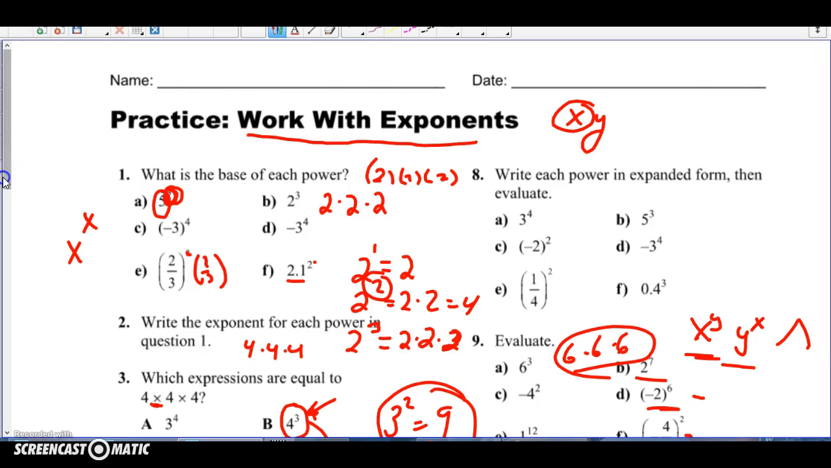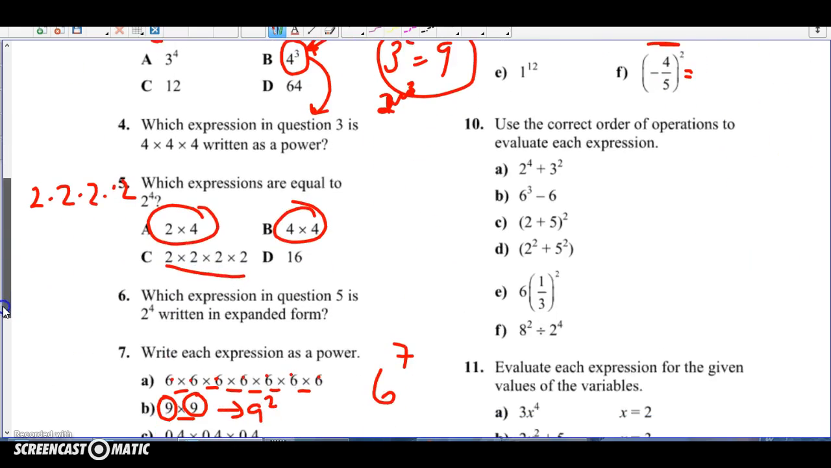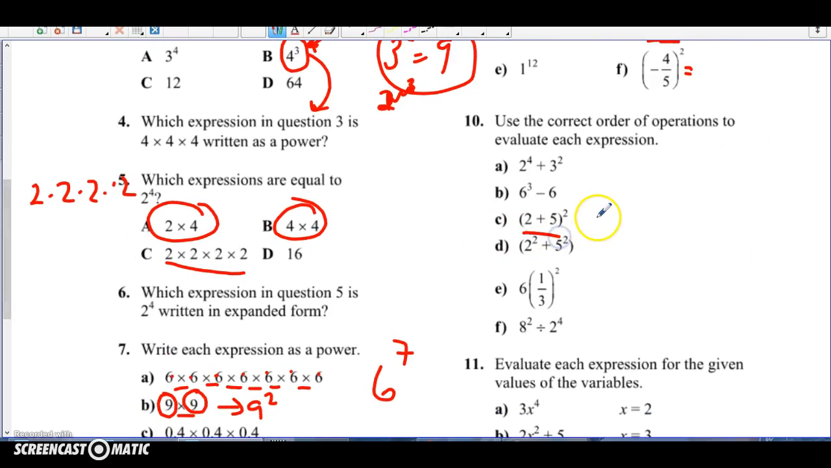Let me just make sure that you're good with all these here. Order of operations: if you have a bracket, so if you look at this and go, oh, I don't know what to do here, this is 2 plus 5, which is 7, and squared. Okay, BEDMAS is bracket first, then exponent. So find out what's in the bracket first, then the exponent.